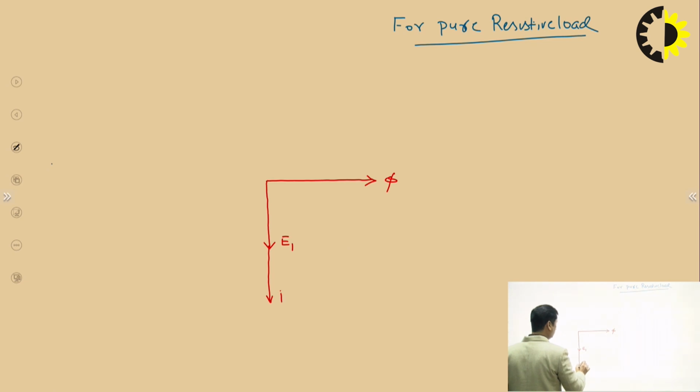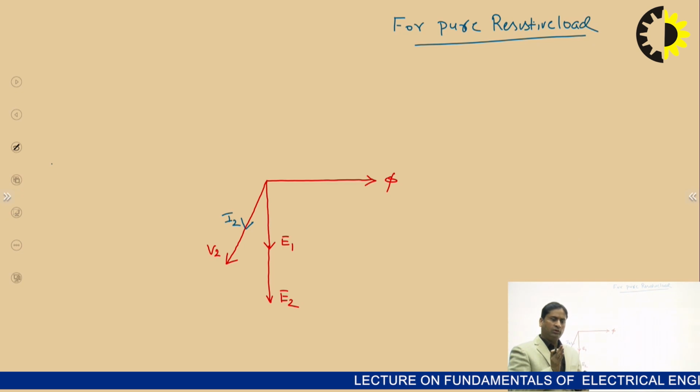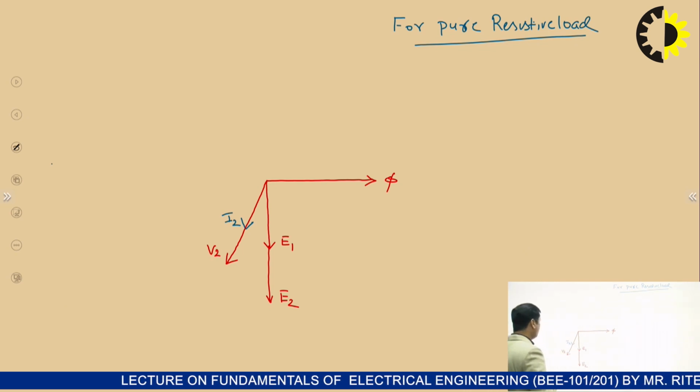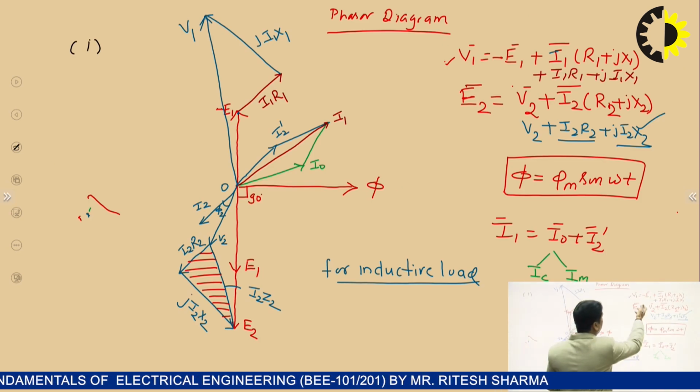Suppose this is E2, and if you take the voltage V2, V2 and I2 will be in the same phase. So take the current I2 in the same phase. This is our I2. So V2 and I2 have the same phase, so the power factor is unity because cos 0 degree is 1. Now from the same equations, we can apply these equations.